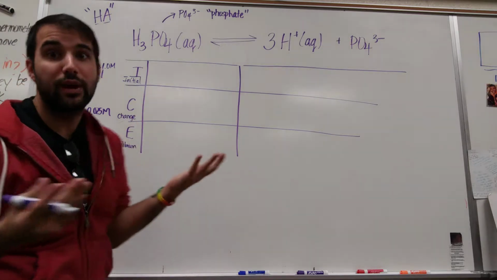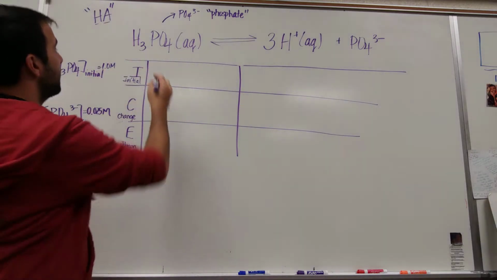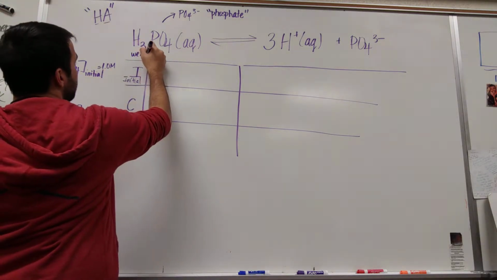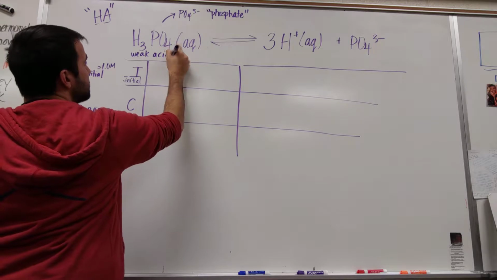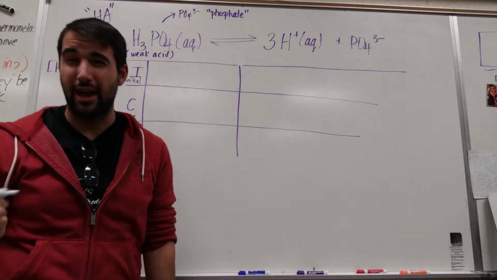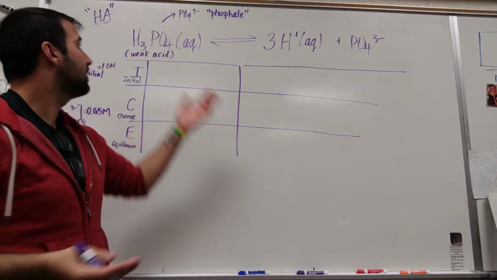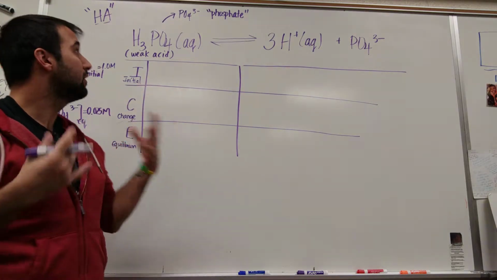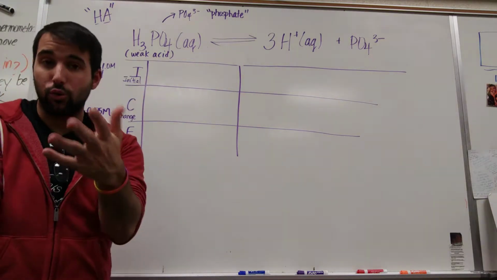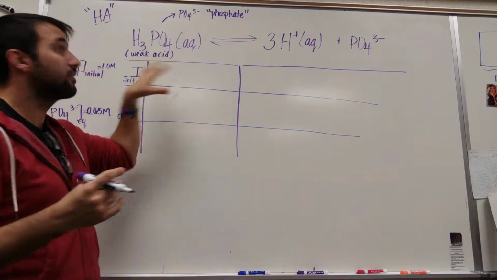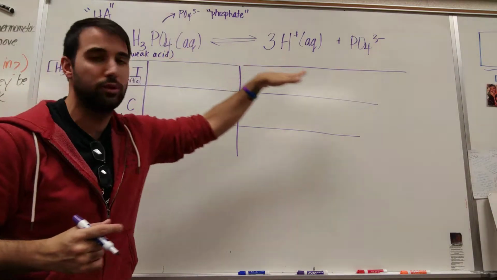And how do I know this reaction's at equilibrium? Well, phosphoric acid is a weak acid. It is not on my strong acid list, and I'm telling you that it does not fully dissociate. So since I'm telling you right now, I didn't tell you earlier, since it does not fully dissociate, it will be in equilibrium.